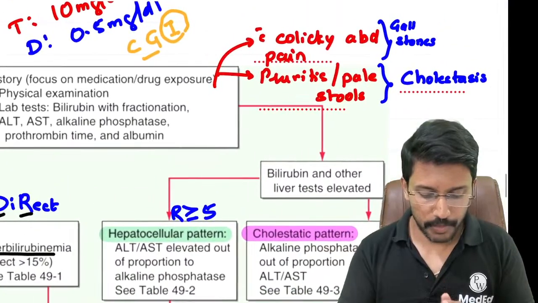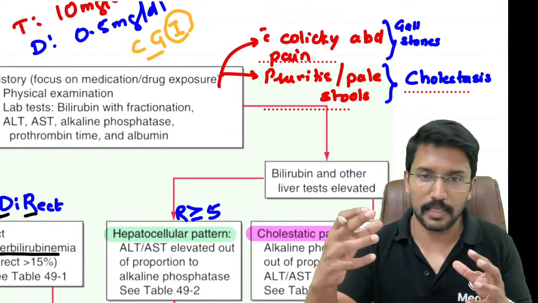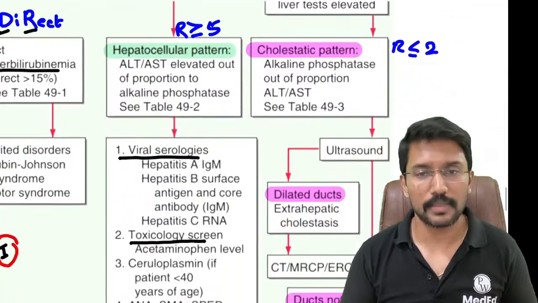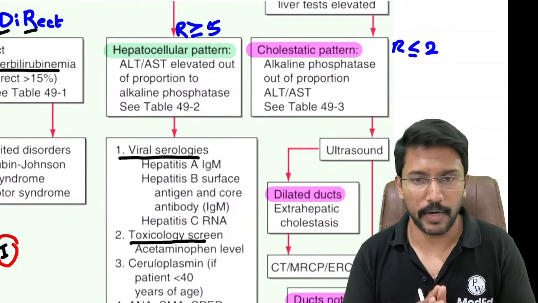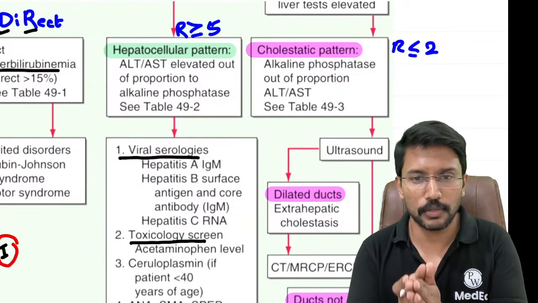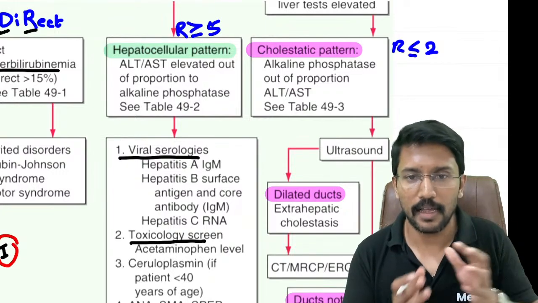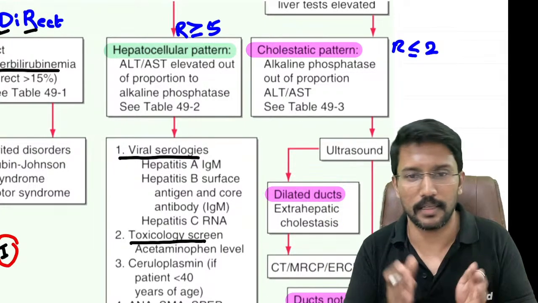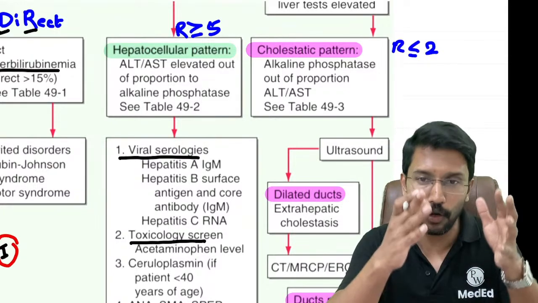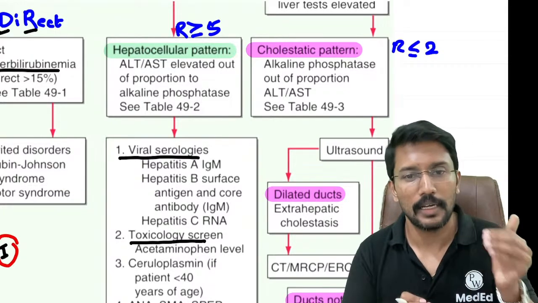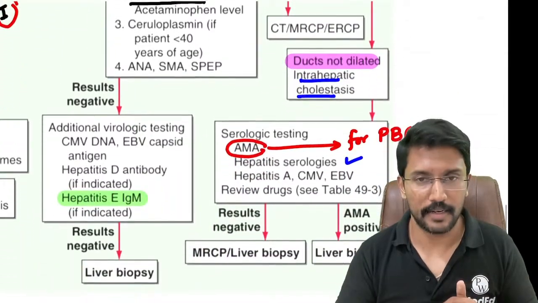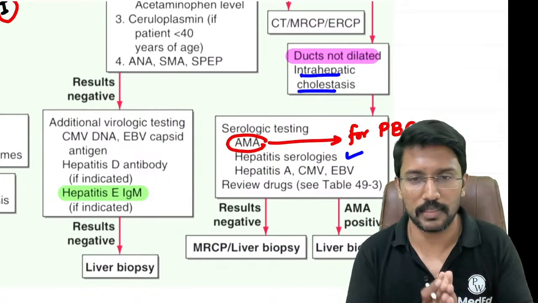And if you encounter a patient where bilirubin and other enzymes are also elevated, calculate the R value. If R value is less than or equal to 2, cholestatic pattern. Do an ultrasound. If ultrasound shows dilated intrahepatic bile ducts, it means the obstruction is outside the liver, extrahepatic cholestasis. So all the causes for extrahepatic cholestasis come into picture. If the intrahepatic bile ducts are not dilated, that means you have intrahepatic cholestasis.